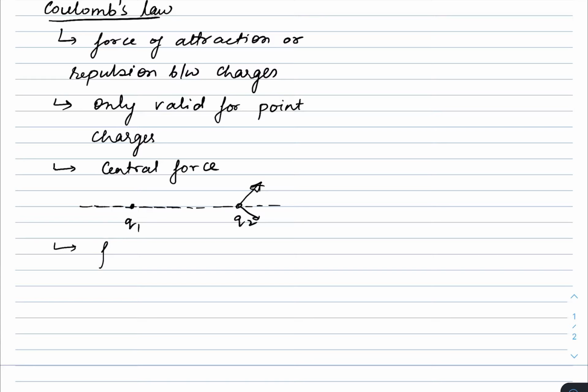Coulomb's law also follows the inverse square law. So what does that mean? Inverse means inversely proportional to, and square means the square of the distance between the charges. The force depends on the square of the distance between the charges. So what does Coulomb's law actually say? If I assume two charges, say Q1 and Q2, kept at separation r, they will attract or repel depending on the nature of the charge.